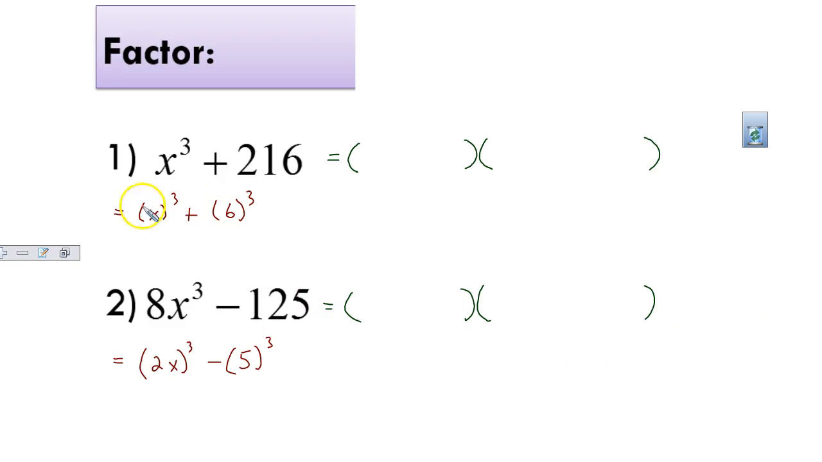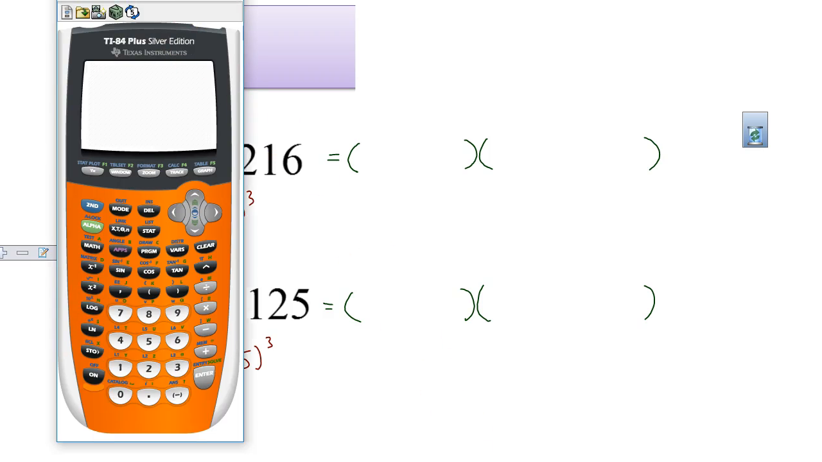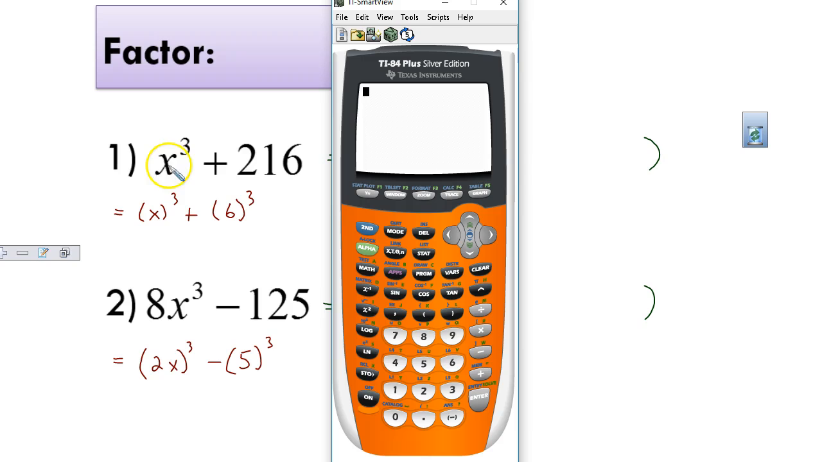What I've already done is not factored, but I've already taken the cubed root of the first term and the second term. I'll quickly show you on your calculator how to take a cubed root if it's something you haven't done before. I know that the cubed root of x to the third power is going to be x. What I want to find is the cubed root of 216.